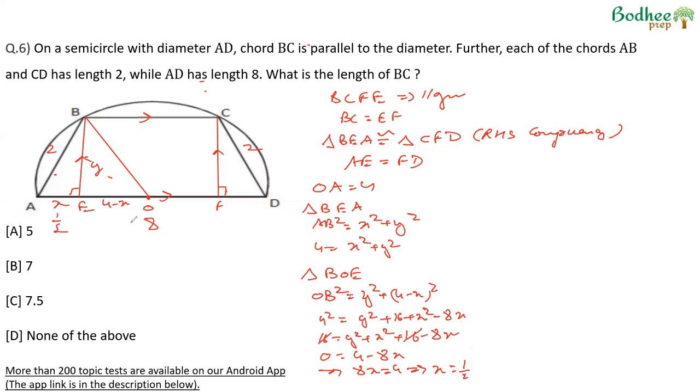So if this is 1 by 2, FD will also be 1 by 2 because AE and FD are equal. So we can say EF will be nothing but AD minus AE minus FD. AE and FD are half and half. AD is 8, which means EF comes out to 7. We know that EF and BC were equal, so the length of BC also becomes 7. Option B becomes my answer.